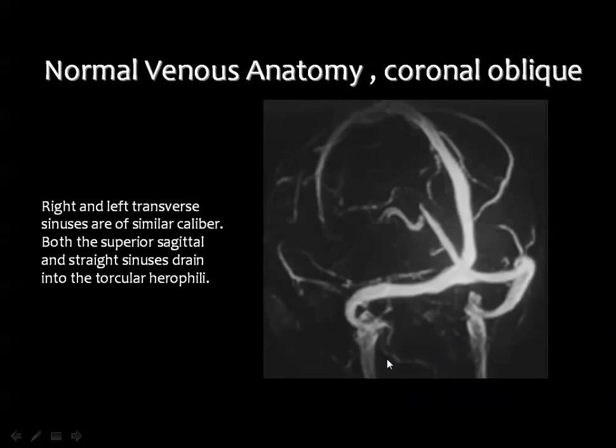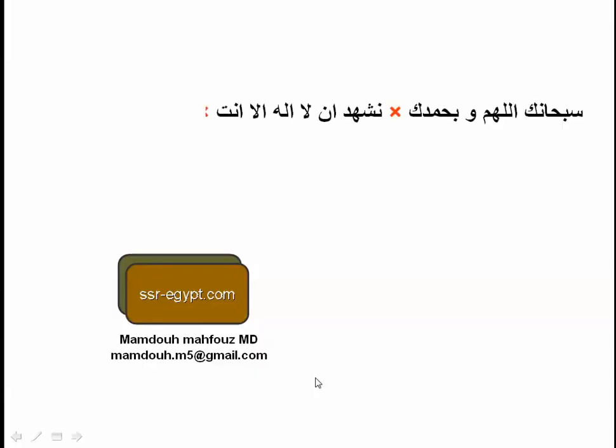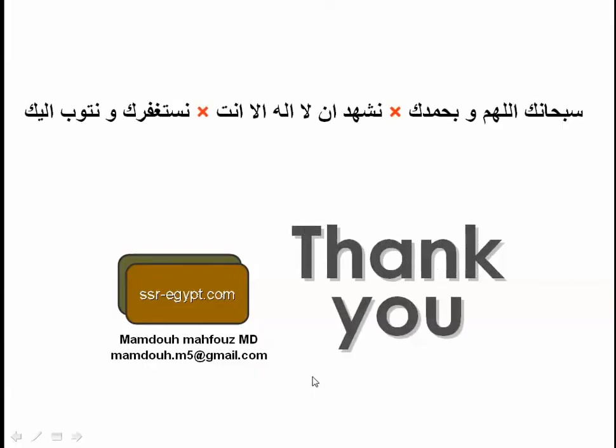And this is in a coronal oblique view where you can see the superior sagittal sinus, and this is the straight sinus, and this is the transverse sinus, and this is the sigmoid sinus, and the internal jugular vein. And by this we can finish the normal anatomy of the brain by CT and by MRI.